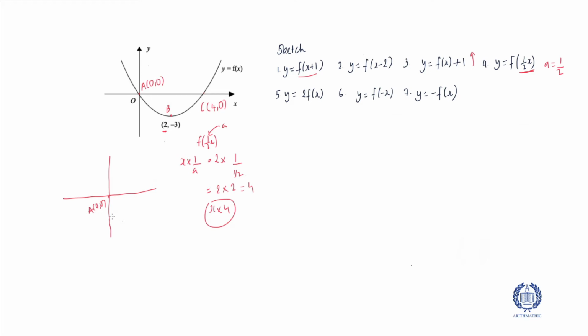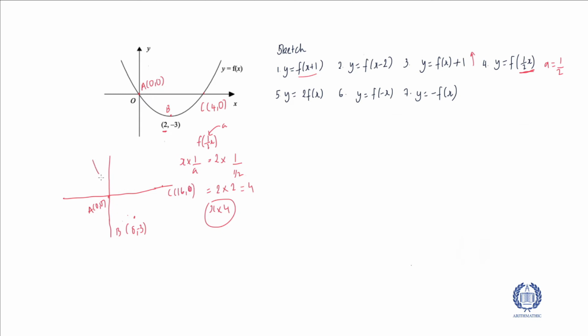So if we look at coordinate b, x is 2. So we're going to times that by 4. So x is going to be 8. And then y does not change, right? So that's my b. And then your c is going to be 4 times 4, which is 16. So that's going to be your c. So 16, 0.